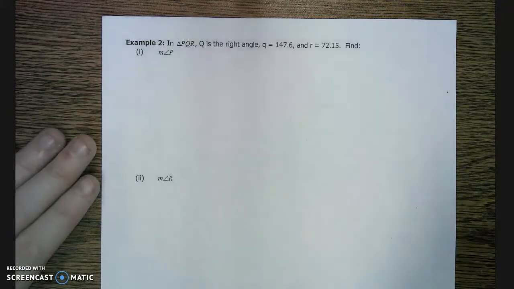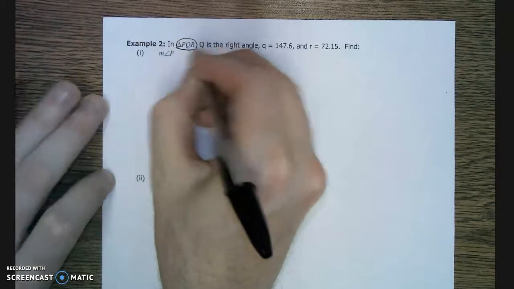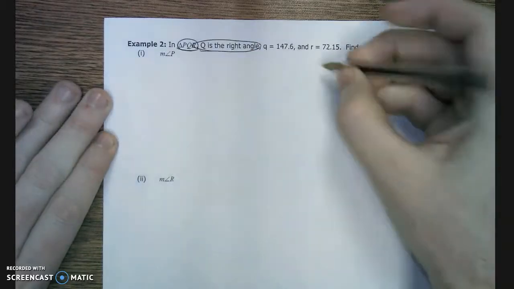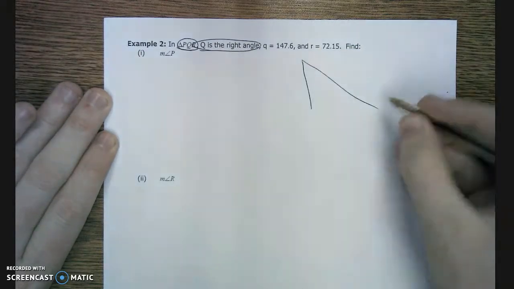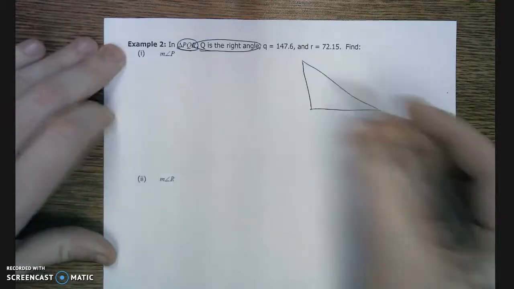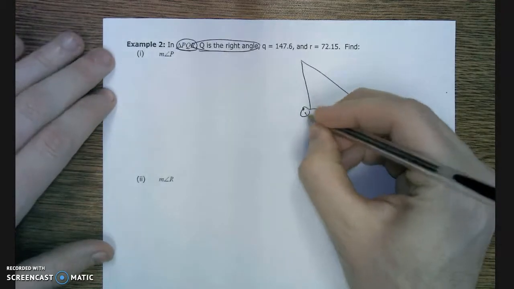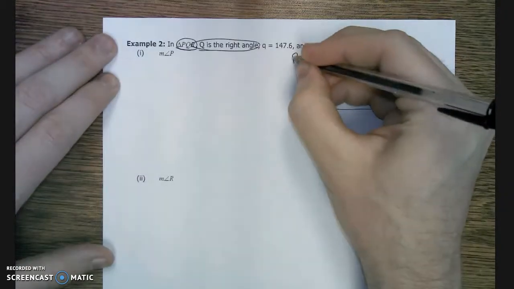Example 2, you have triangle PQR and Q is the right angle. So your first thing you want to do is draw your right triangle. Q is the right angle, so you need to put Q there, and it doesn't matter where P and R go.